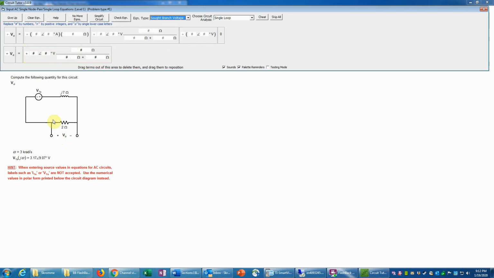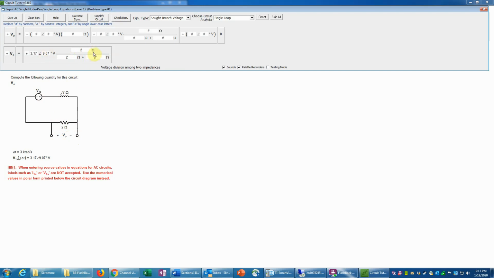And so now the source value is that 3.17 angle 9.07, and you'll probably have that displayed to 4 digits, so it would be better to use 4 just for accuracy. And then the impedance of interest across which this V0 drops is 2 ohms. So I'll enter 2 there, and then this will be 2, and then the other one will be the J7 ohms.